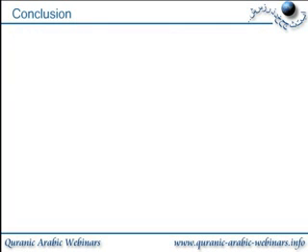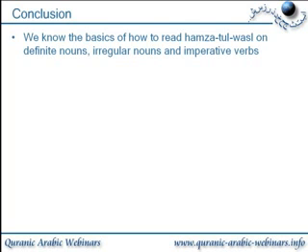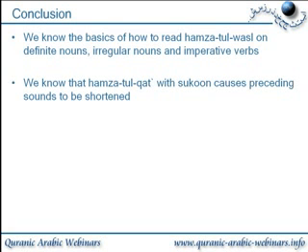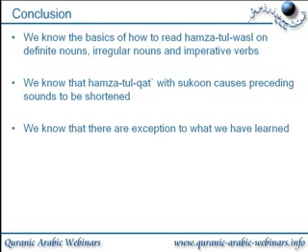So in conclusion, we know the basics of how to read Hamza-tul-Wasl on definite nouns, that's obviously with the al, the definite article. Irregular nouns, there was only a handful of them, which you can go back and write down from the slide. And we've got the imperative verbs, which we've just covered, whether you read a kasra or a dhamma on top of the Hamza-tul-Wasl. We know that the normal hamzas with sukoon cause the preceding sound to be shortened. We saw that as well. We know that there are exceptions to what we have learned.